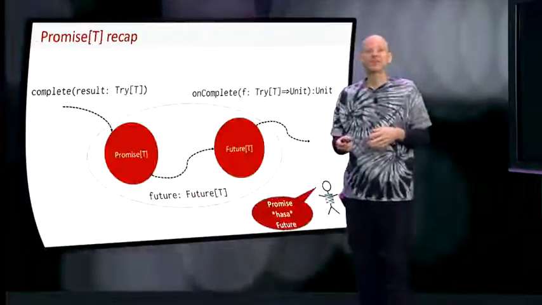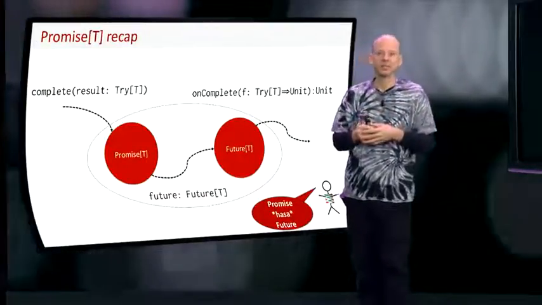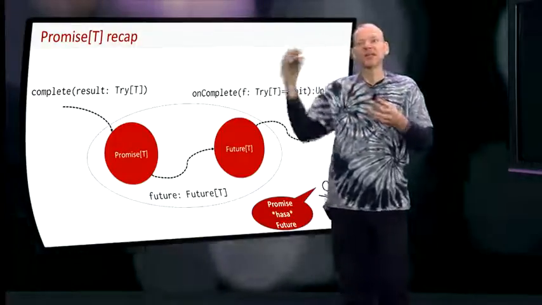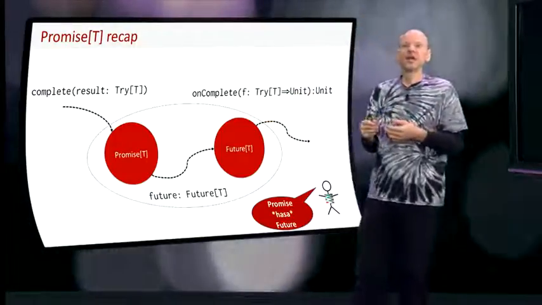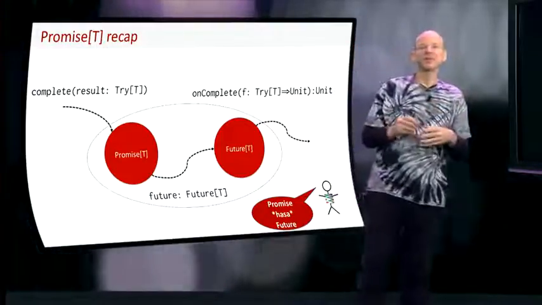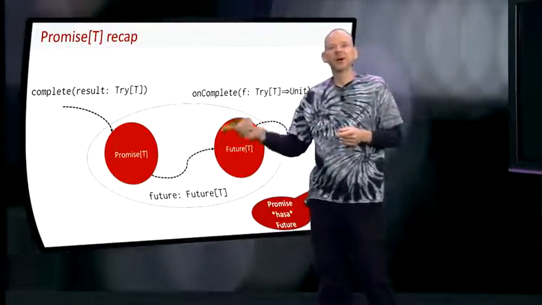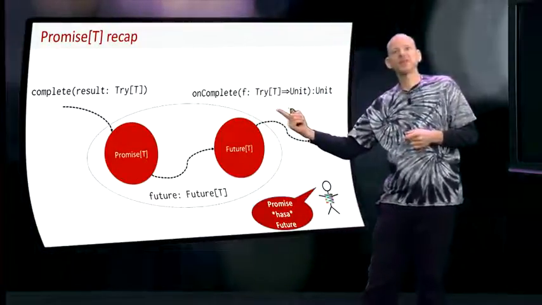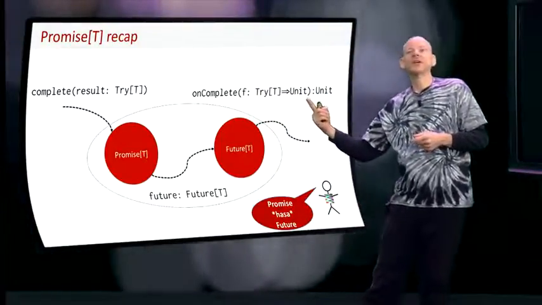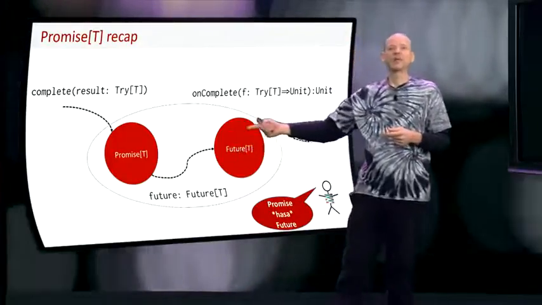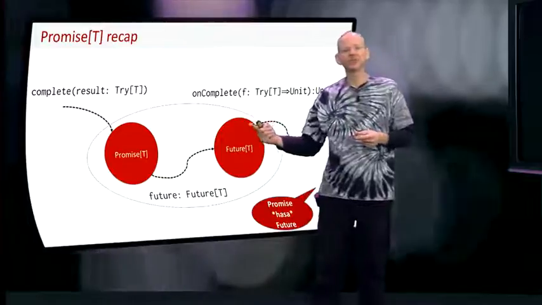In Rx, we did that slightly differently. So here's the promise recap. We have a promise. You can get the future of the promise, and then you can complete the promise, and you can listen on the future with on complete, passing the callback Try of t to unit. All right? So you could say a promise has a future.